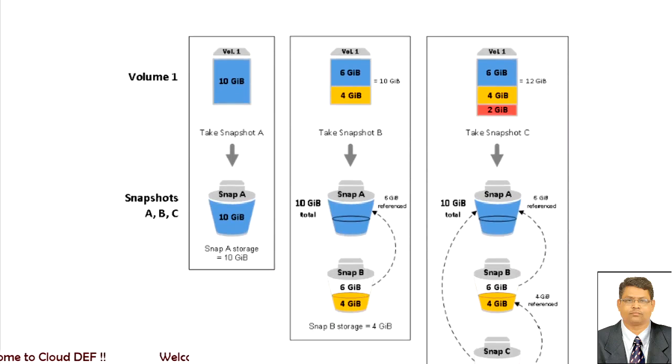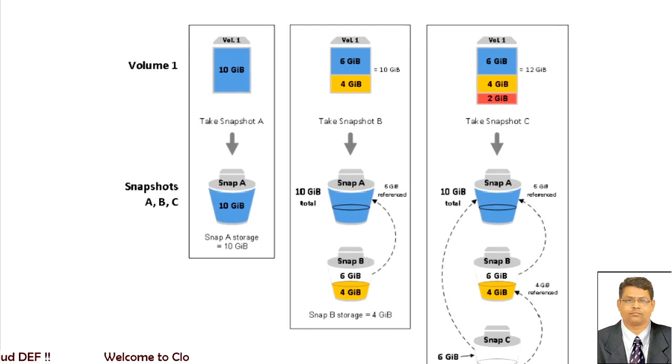In State 3, 2 GB of data have been added to the volume, for a total of 12 GB. Snap C needs to copy the 2 GB that were added after Snap B was taken. As shown by the dashed arrows, Snap C also references 4 GB of data stored in Snap B, and 6 GB of data stored in Snap A. The total storage required for the 3 snapshots is 16 GB.